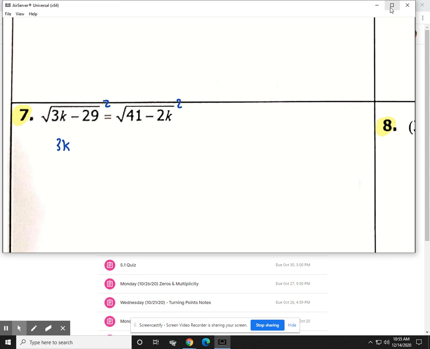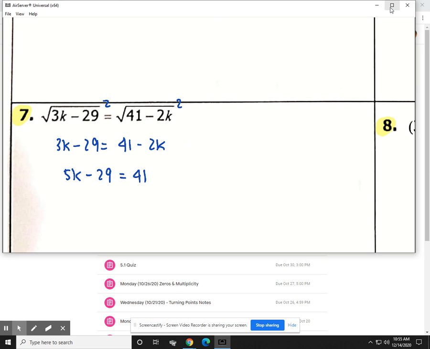So 3k minus 29 equals 41 minus 2k. Once you get it to this point, it's pretty simple. Remember, I like to move the smaller variable. Which one's smaller, 3k or negative 2k? How do I move that? What's 3k plus 2k? So 5k minus 29 equals 41. What's next?